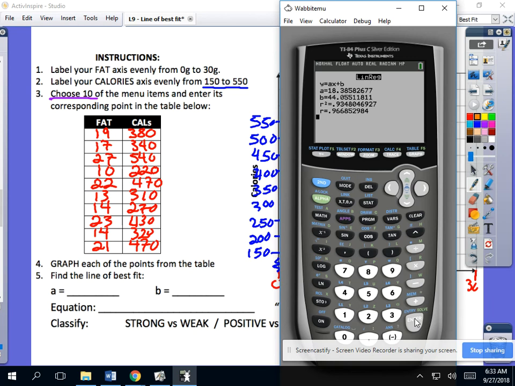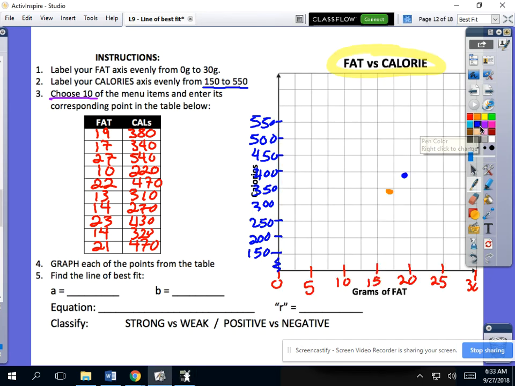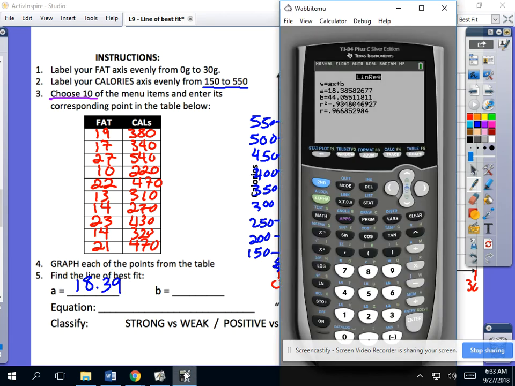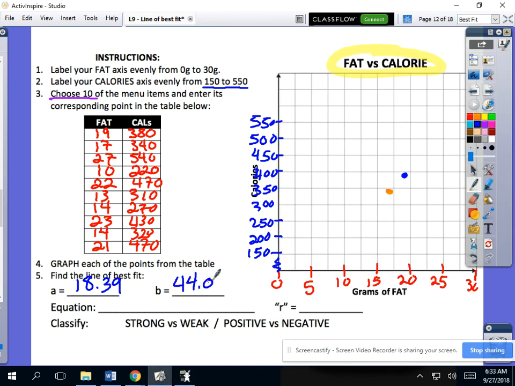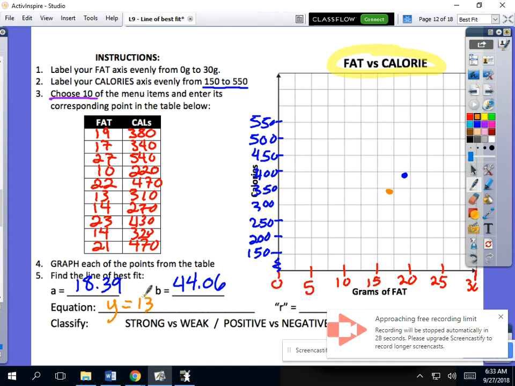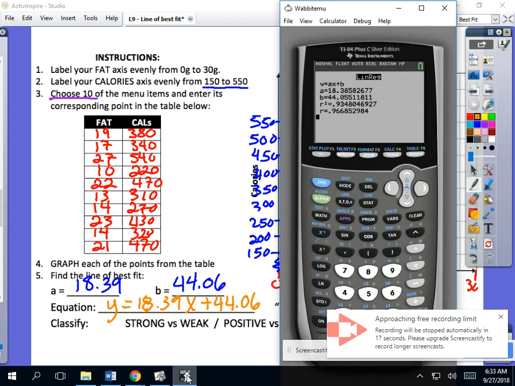And here we are. Our A value is 18.385. So I'm going to round that to 18.39. And our B value was 44.05, so it's 44.06 when we round up. So what's our equation? Our equation is y equals 18.39x plus 44.06.